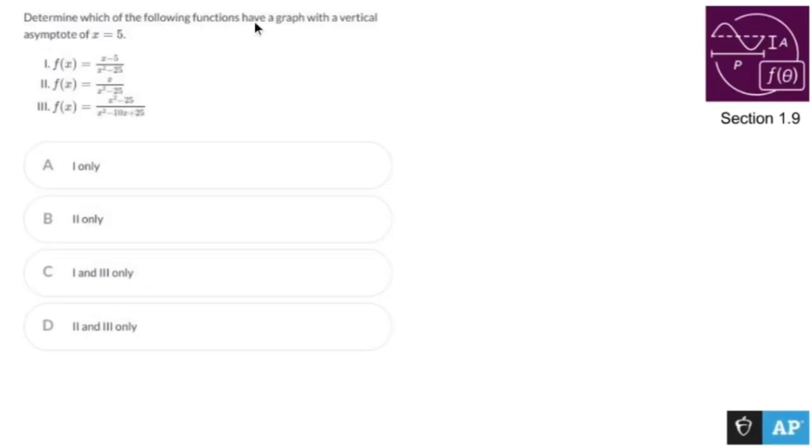Determine which of the following functions has a graph with a vertical asymptote at x equals 5. All right, so we have rationals. Vertical asymptotes exist when you have x minus 5 on the bottom, and you may not have x minus 5 up top. Okay, so that's the only place where that's going to happen.